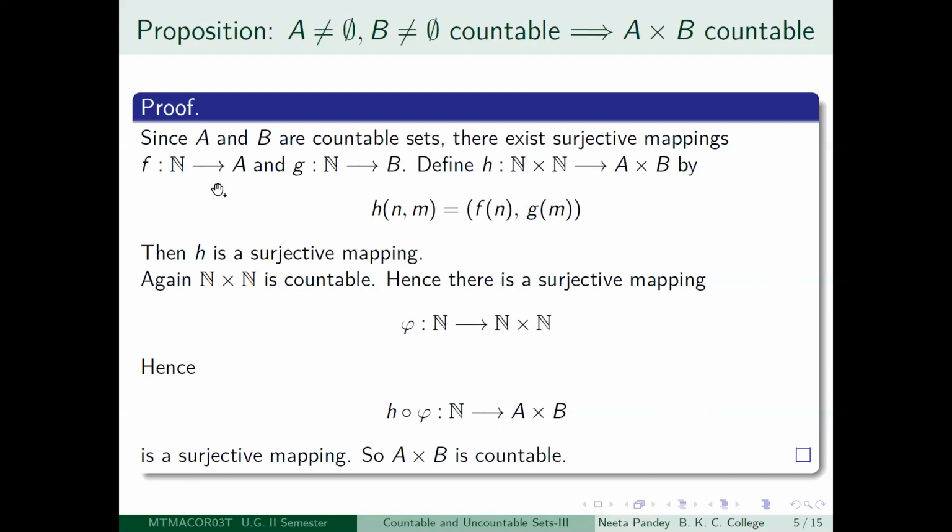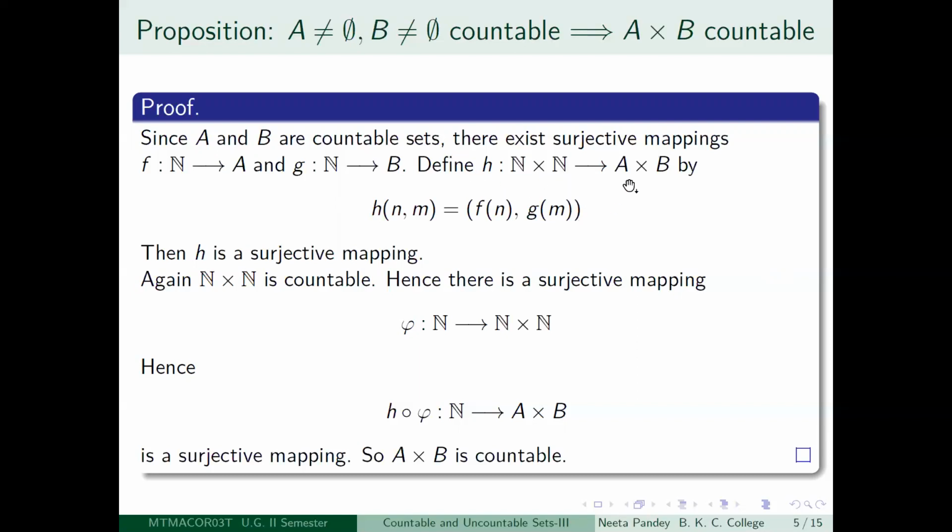First of all, since A and B are non-empty countable sets, we will be able to get surjective mappings from the set of positive integers to A and B. I have called them little f and little g. So little f from N to A is surjective and little g from N to B is surjective. Using these two mappings, we will define a new mapping from N cross N to A cross B. And how is that? Just plain and simple. H of (n, m) is equal to (f(n), g(m)). So our claim is that this H is also going to be surjective.